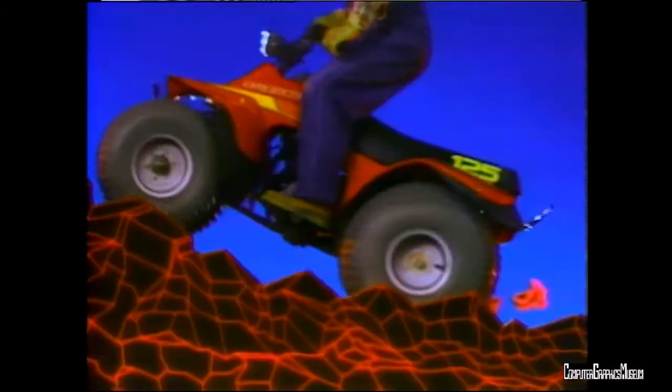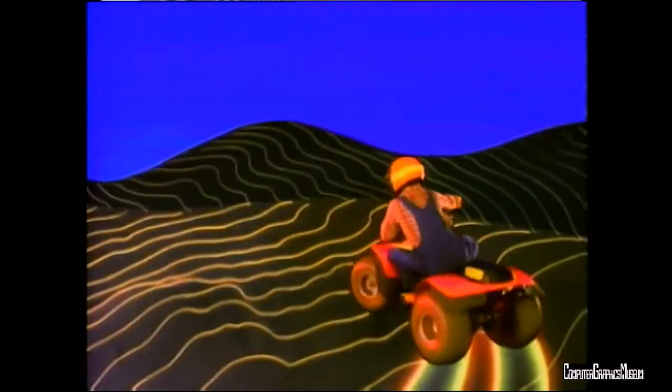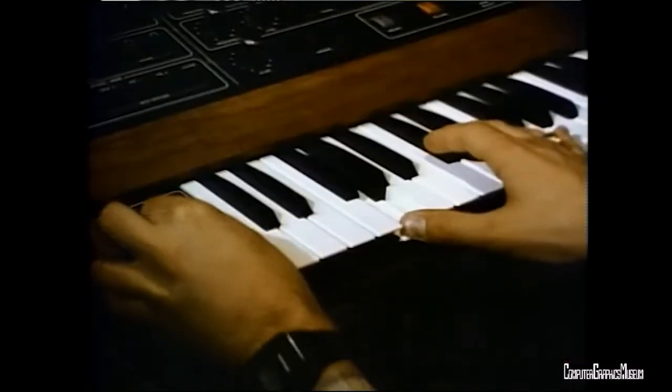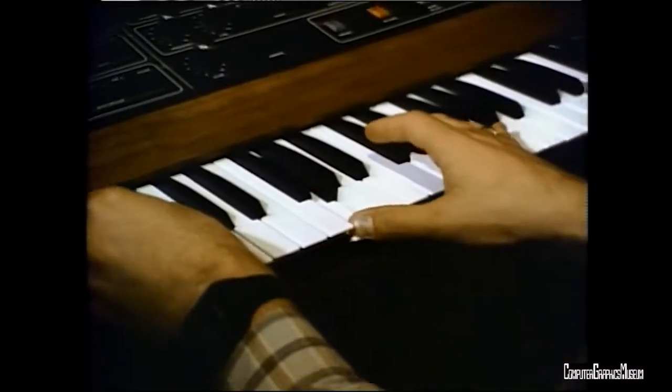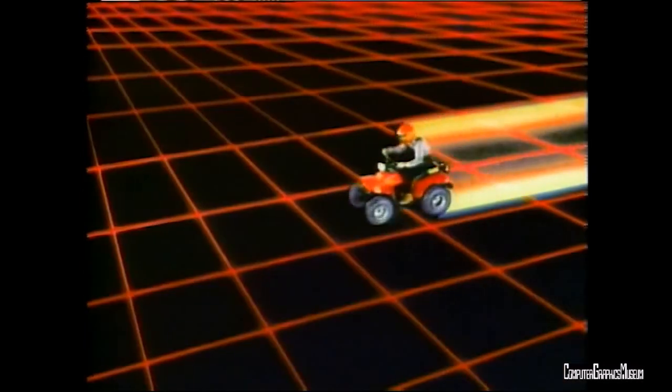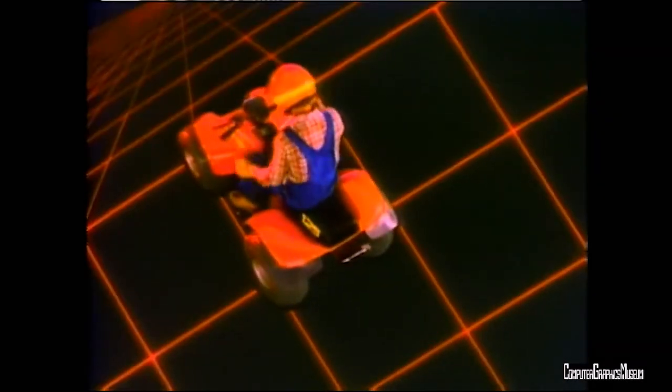In creating the cycle sound in the Suzuki commercial, that was a challenge to make this motorcycle feel as though it were riding in a world of grid lines and computer animation.